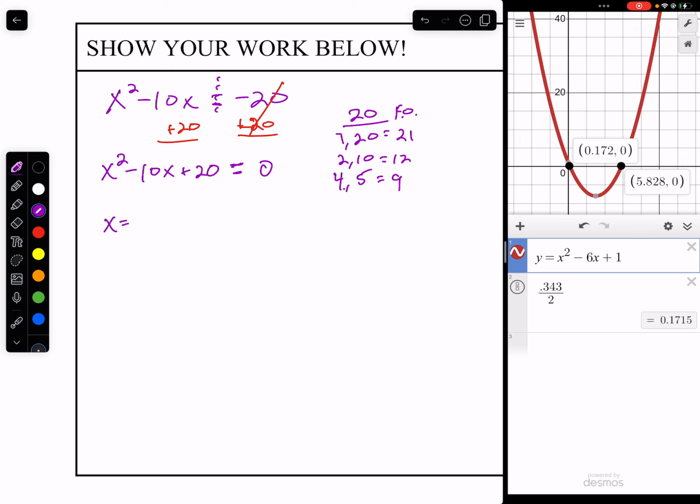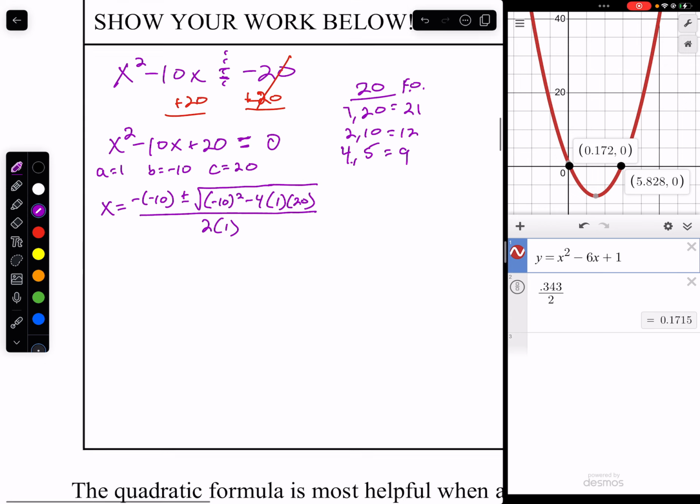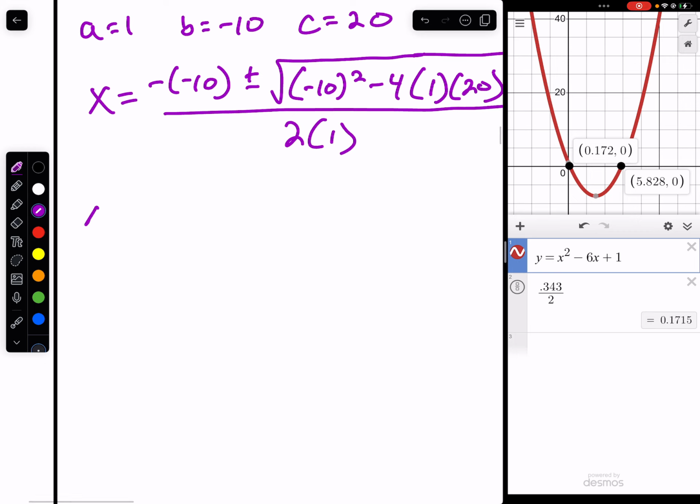So remember, A is 1, B is negative 10, and C is 20. So now our quadratic formula is negative B, so negative 10, plus or minus, and I'm going to keep it as one formula this time. I'm not going to separate it. I'll show you what happens. We don't have to separate till a little later. Plus or minus the square root of B squared, so negative 10 squared, minus 4 times A times C, all over 2A.